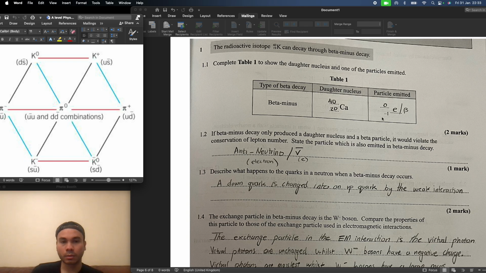Okay, so that's your line of reasoning. So the daughter nucleus will basically have one of the neutrons being converted into a proton, hence why the atomic number goes up by 1.